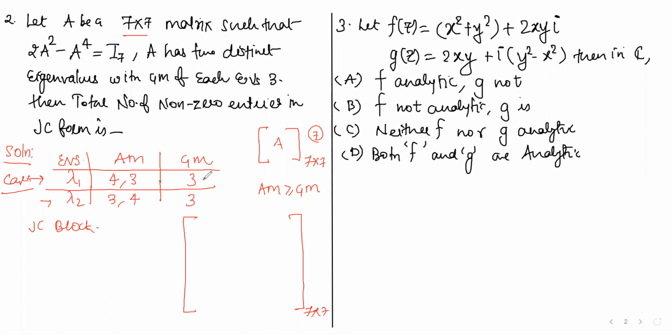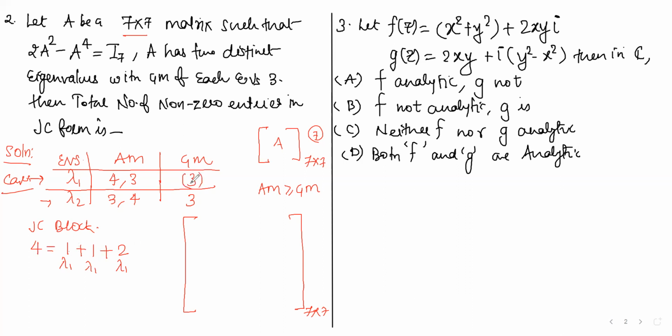So in that case, suppose the AM of lambda1 is 4. So in that case, we should have 3 blocks. And since the AM is 4, we have to distribute 4 in such a way that there should be 3 blocks, and the addition of them must be 4. So we can take 1 plus 1 plus 2, the only choice for this. Right? That means one Jordan block corresponding to lambda1, and again lambda1. So see, you get here 3 blocks.